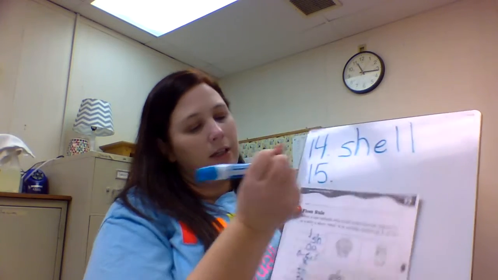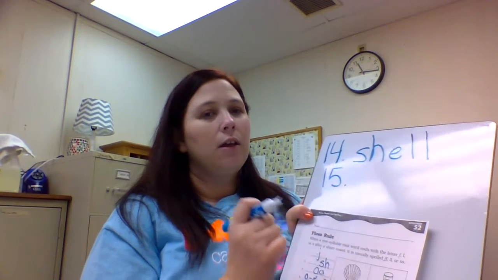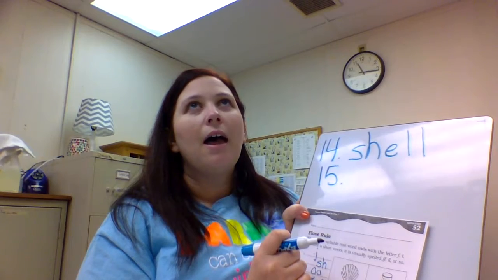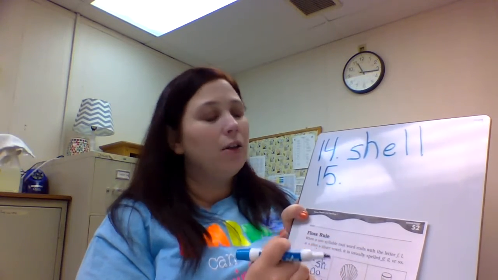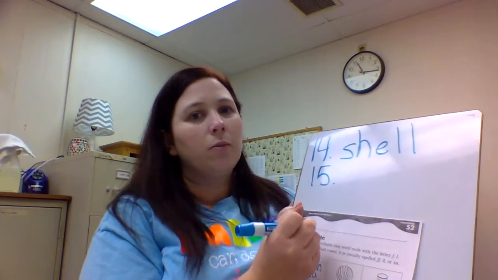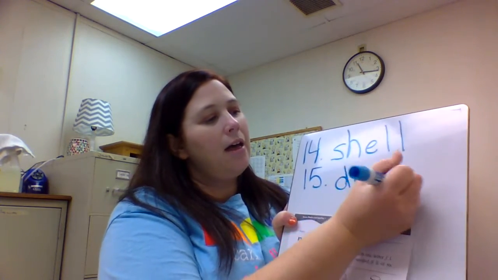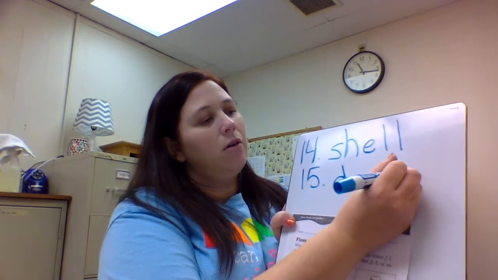Number 15, that's a dress. So again, dress, one syllable, dress. D-r-e-s. We hear that our vowel is short, so let's practice spelling that out. D-r-e-s, and then our two S's at the end.